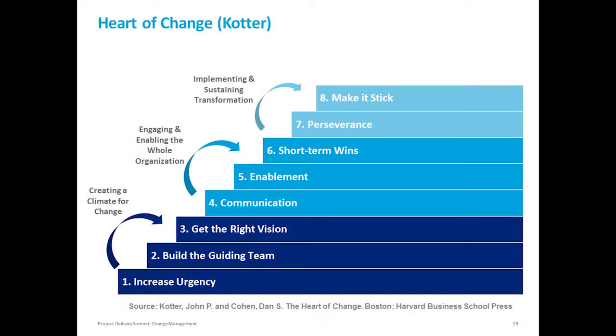This is the 8-step approach in the Heart of Change book. These steps are pretty basic. This is not rocket science, right? But it's important. It's really creating the climate for change, being able to articulate why you want to make the change, what the benefit is, what's in it for the organization, what's in it for the individual, what's in it for the end user. Then engaging and enabling the whole organization.